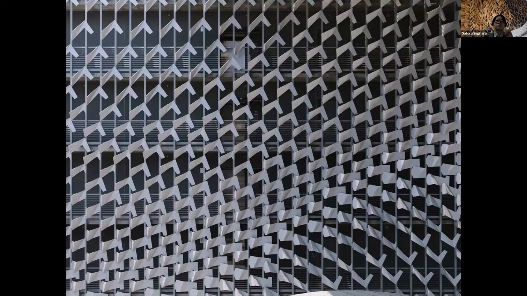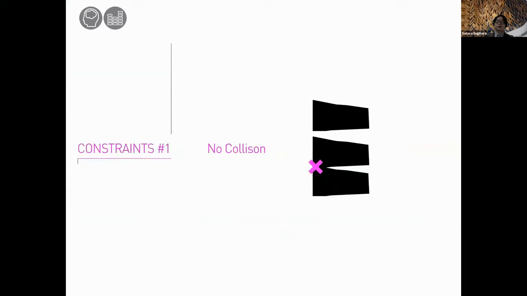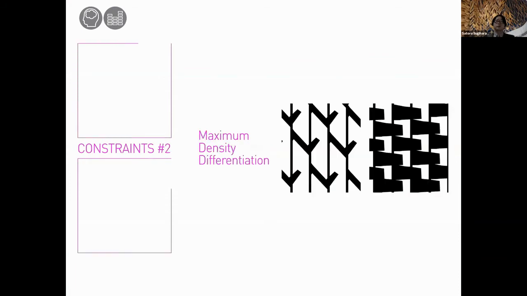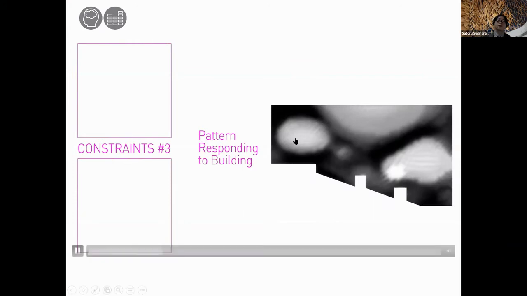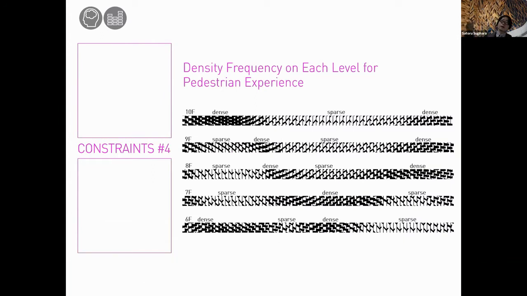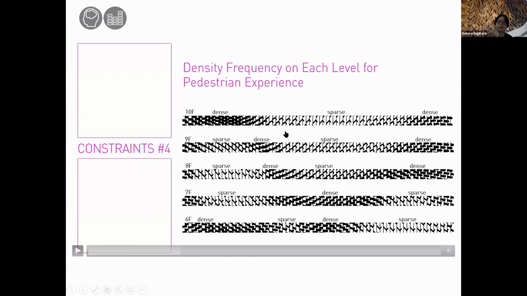The panel is made out of folded aluminum sheet, but the formation has several constraints. One, obviously, the panels cannot collide with each other. Second, the density wants to be maximized, for expression purposes. And the pattern wants to respond to the building in the middle. For another constraint, I want the pattern of opening and closing to have a certain rhythm on every floor, because that's a corridor for students to walk around. So I want to have open and close and open. That's one constraint from the architecture design.